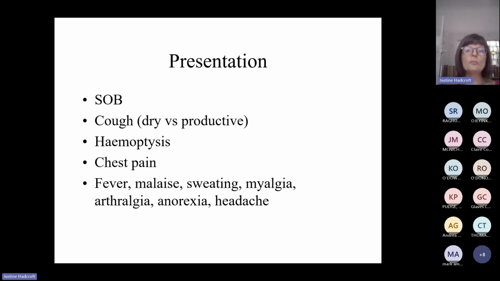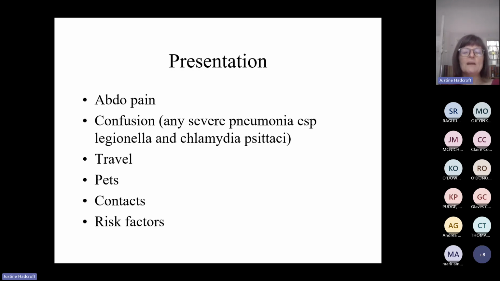People sometimes get dull pain, especially if they've got bronchiectasis and they get pneumonia or an infective exacerbation, and they get a dull pain over the area of inflammation, the area of infection, but more often it's pleuritic. And then your constitutional symptoms that you can get with any infection, so fever, malaise, sweating, muscle aches, joint aches, being off your food and having a headache.